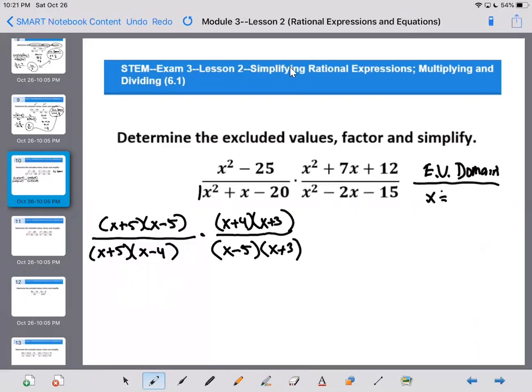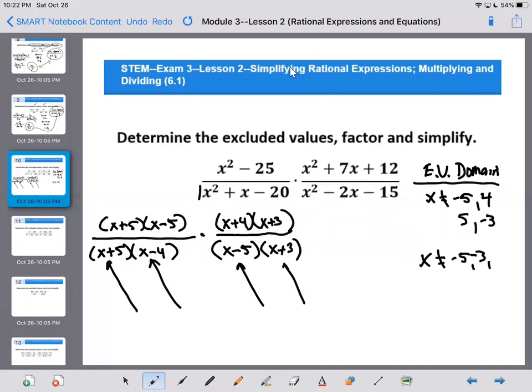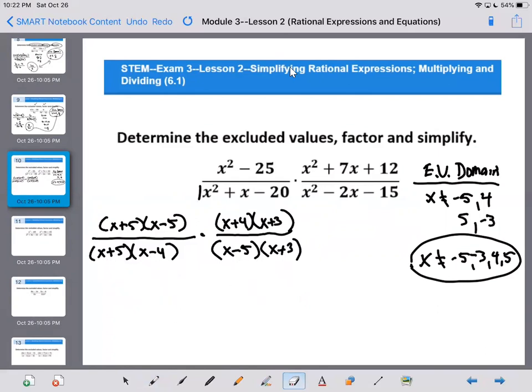What can x not be? Well, you can kind of look here and you can see, well, x can't be negative 5. X cannot be 4. X cannot be 5. And x cannot be negative 3. So if you wanted to list those in order, least to greatest, you would say negative 5, negative 3, 4, and 5. Those are the values that x cannot be, or else we create 0 as a denominator value.